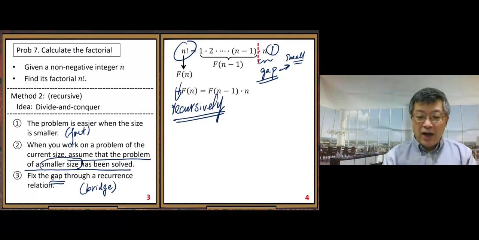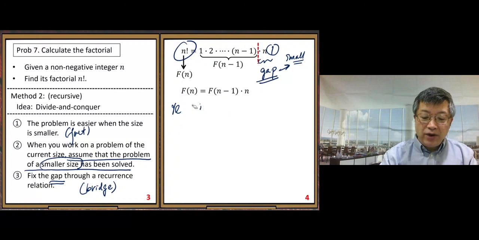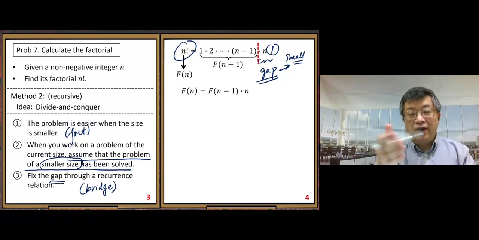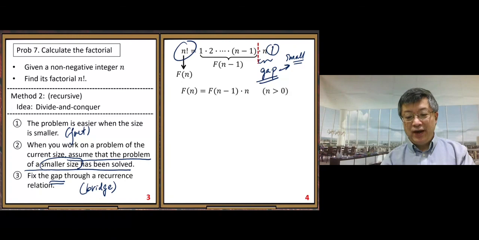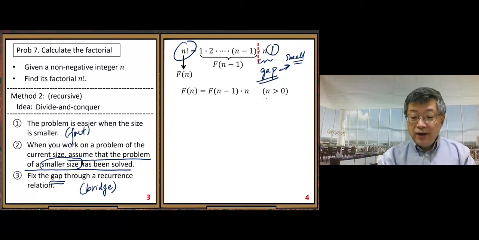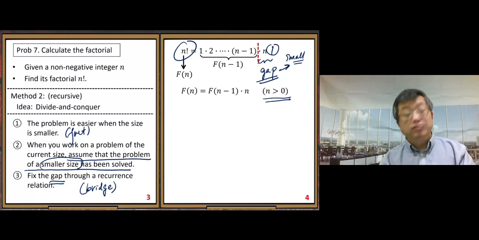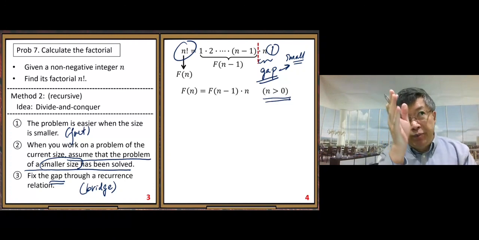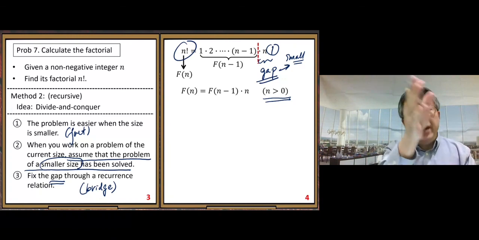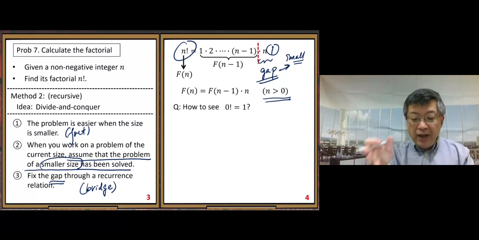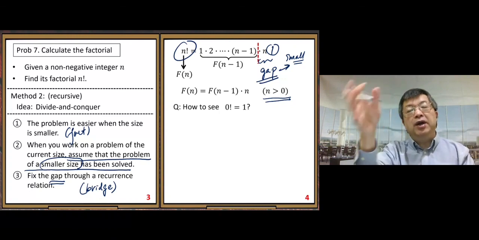So now this is our recurrence relation. Recurrence relation like this. Okay? And here, when we use this recurrence equation, we need to put a condition n greater than 0. All right, n greater than 0. Then we can use this formula. All right, now it is the time to explain why 0 factorial equals 1.